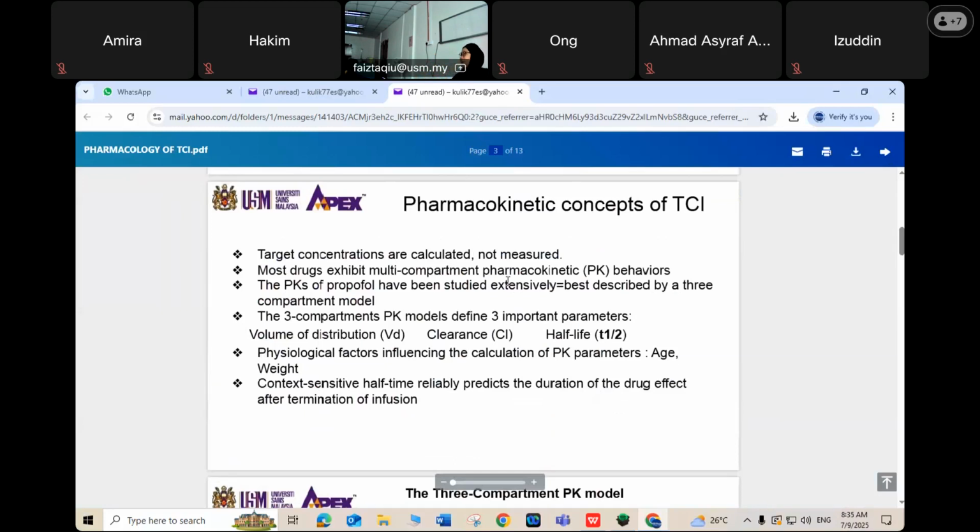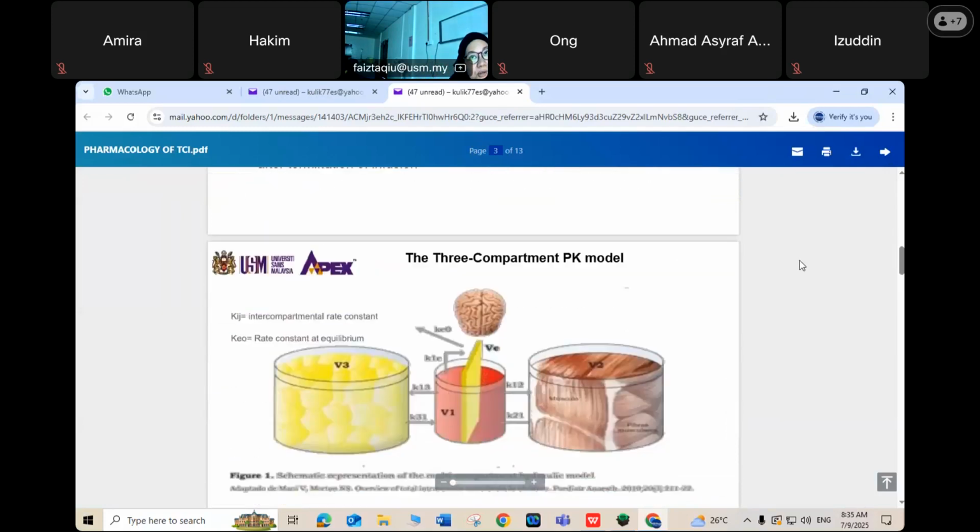Takes longer time to clear from the plasma, right? Compared to the remifentanil. So remifentanil, you stop in 3 minutes, the effect is already gone. That's why before stopping, we give some other form of opioid or analgesia first, to top up, right? Okay, so that's that. Now, the 3-compartment model.